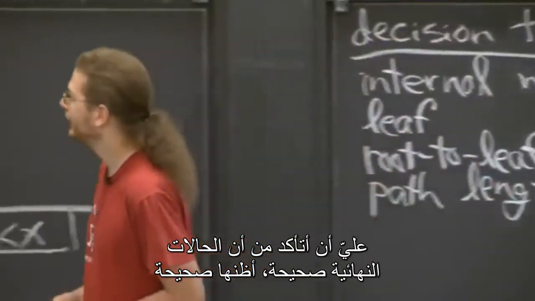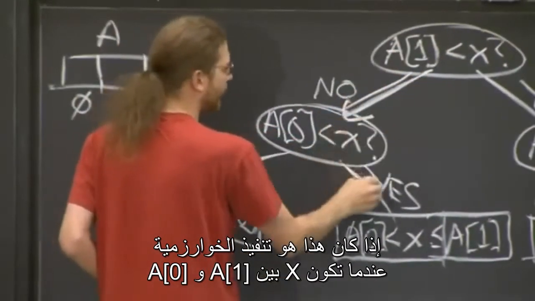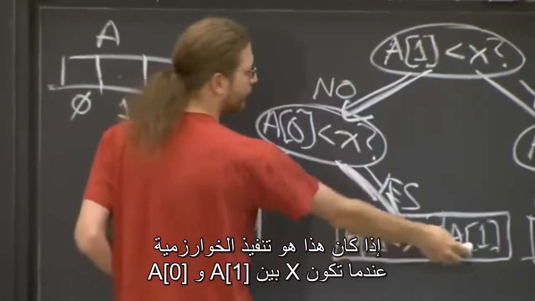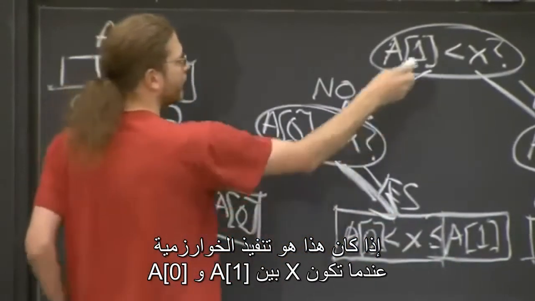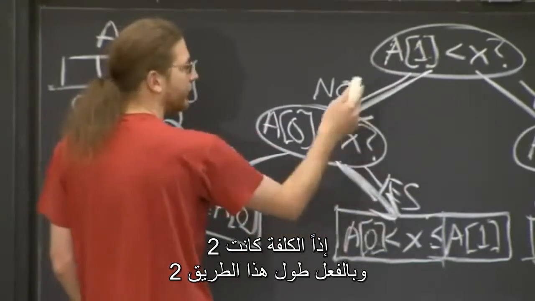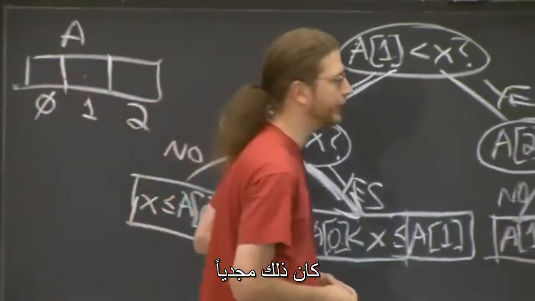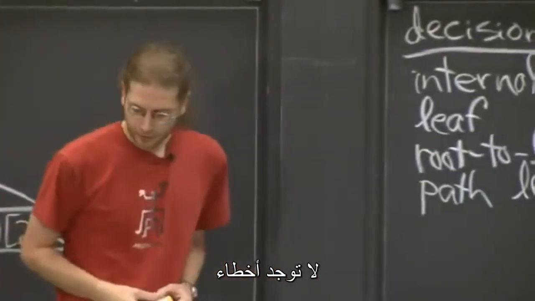Got to make sure we get the n cases right, but I think it's correct. So if here is an execution of the algorithm, when x happens to be between a0 and a1, we do one comparison here, a second comparison here, and then we're done. So the cost was 2. And indeed, the length of this path is 2. So it works out. No off by 1 errors.